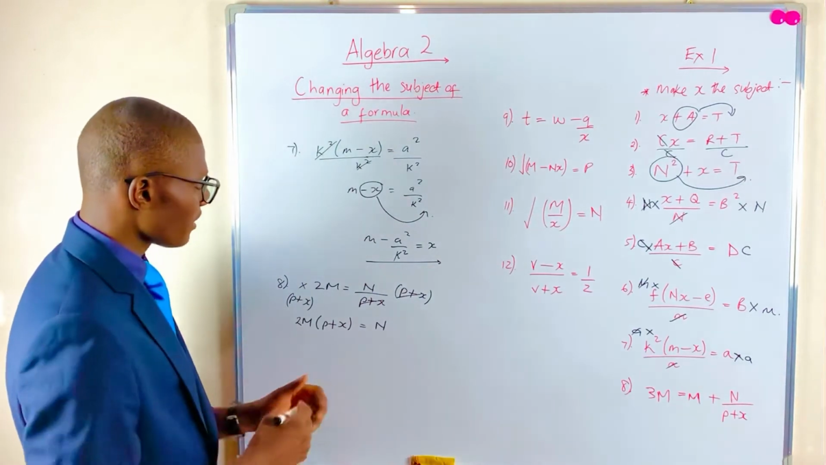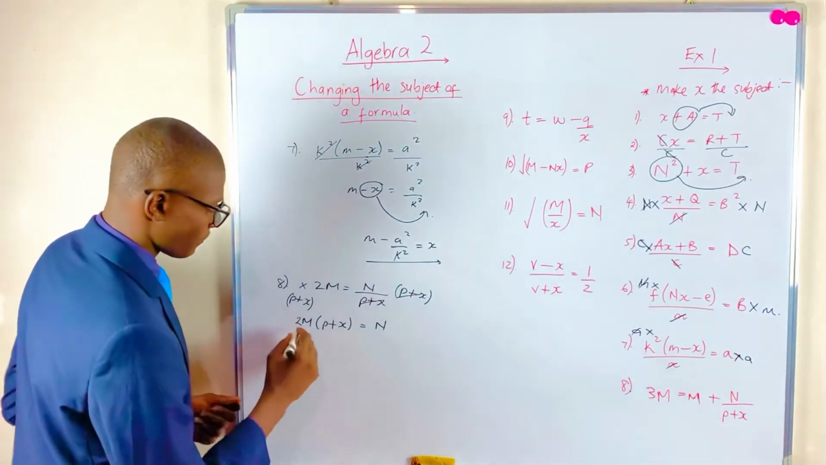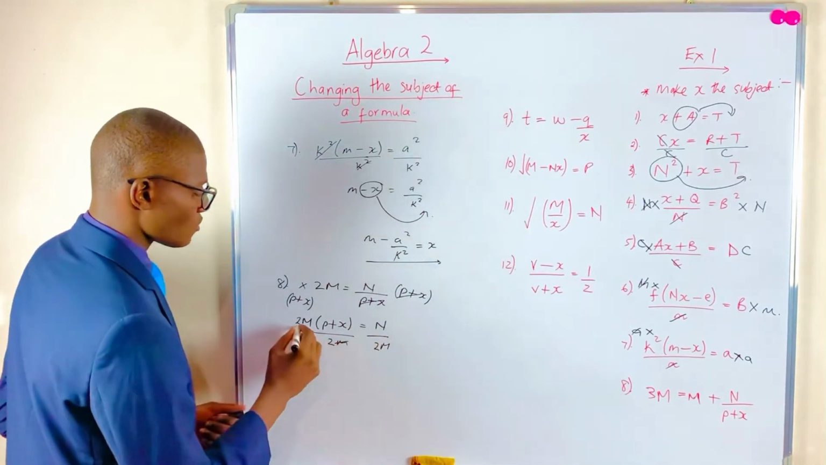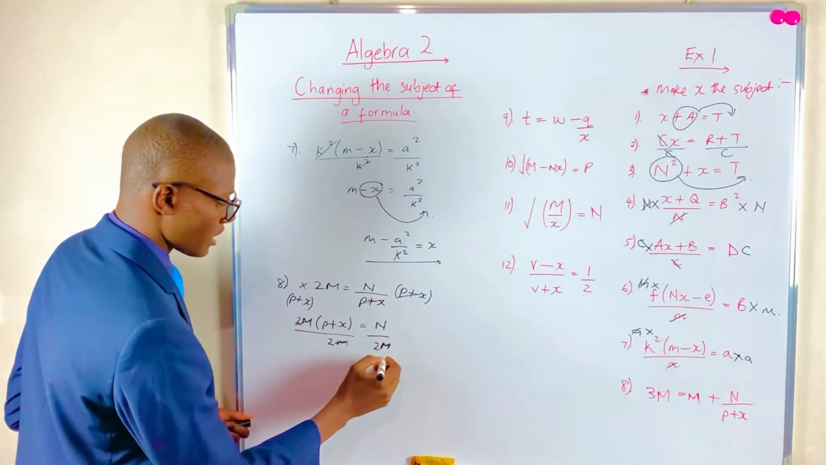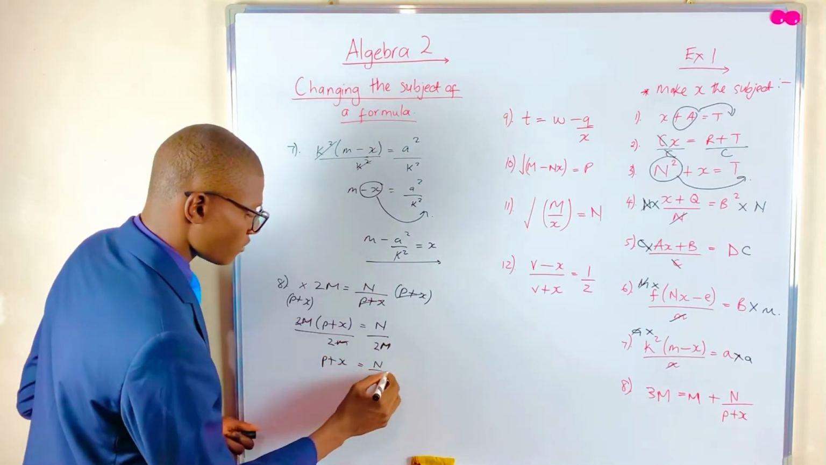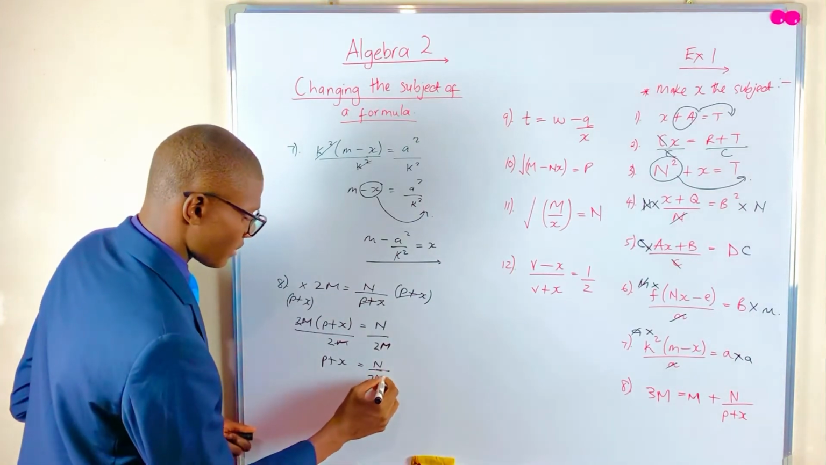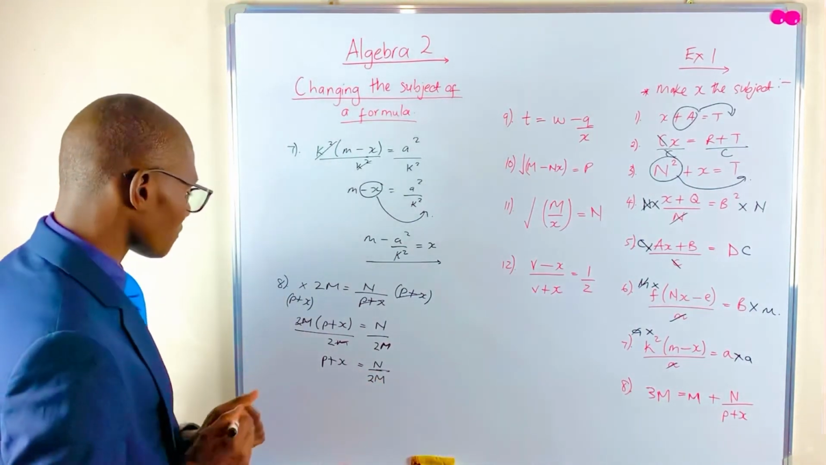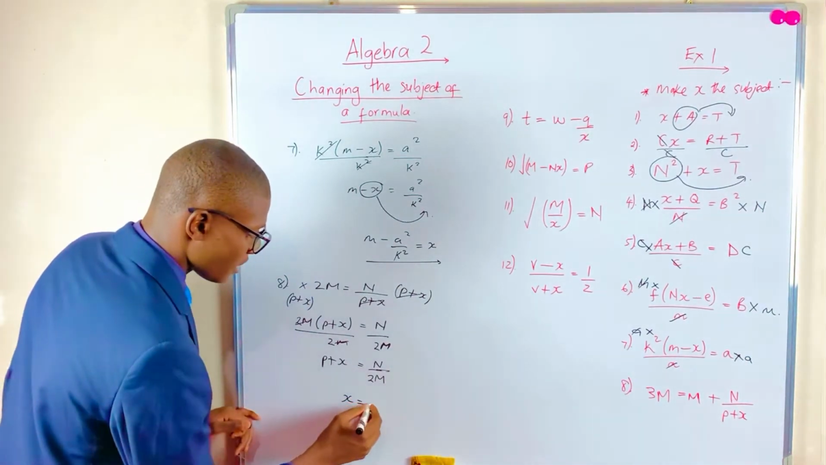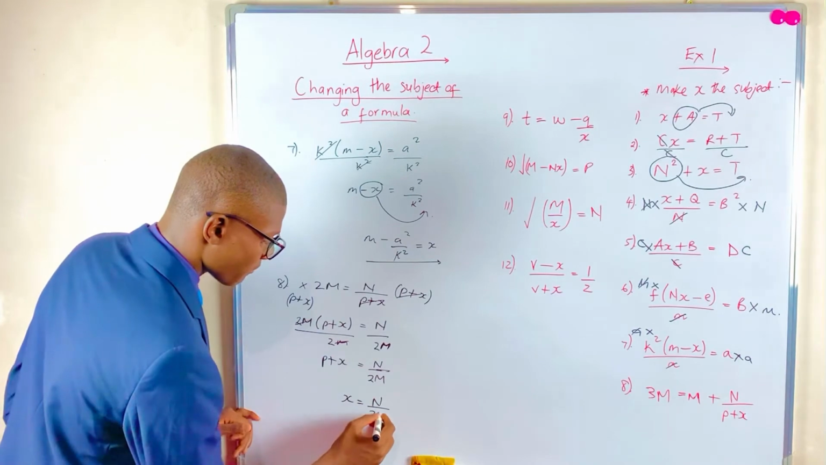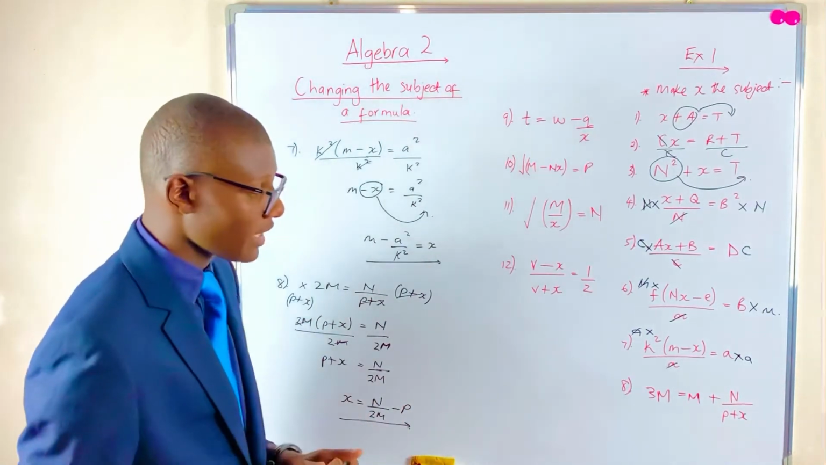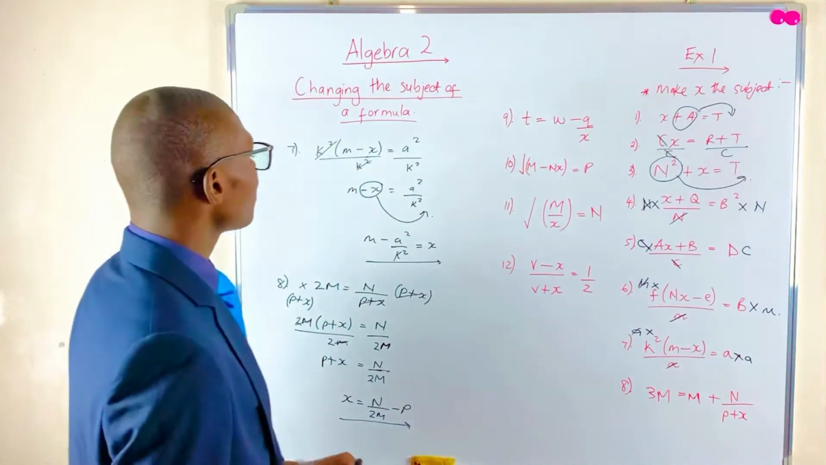And then we shall divide both sides by 2m, and this will cancel, such that p plus x is equal to n over 2m. And then making x subject of the formula, we're taking p to the right hand side, such that x would be equal to n over 2m minus p. So this will be the final result that we get for number 8. And now let's move on to number 9.